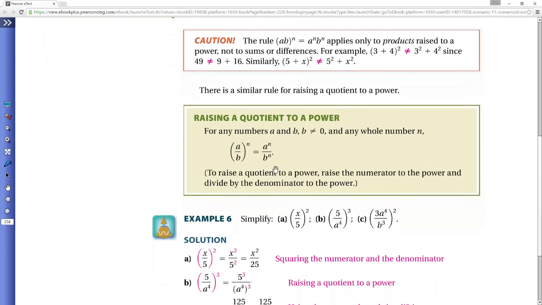Well, it works the same thing with quotients. Quotients, again, are divisions. Fractions are divisions. So they bring up this quotient, which is an answer to a division problem. So if I have this fraction a over b to the nth power, I could rewrite that as a to the nth over b to the nth.